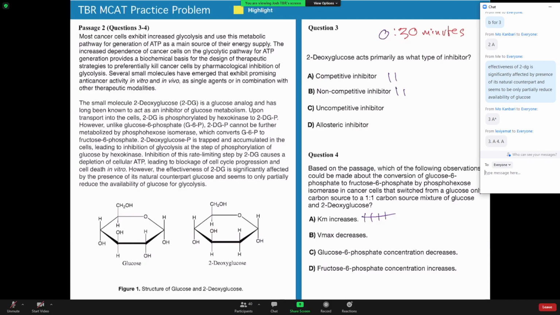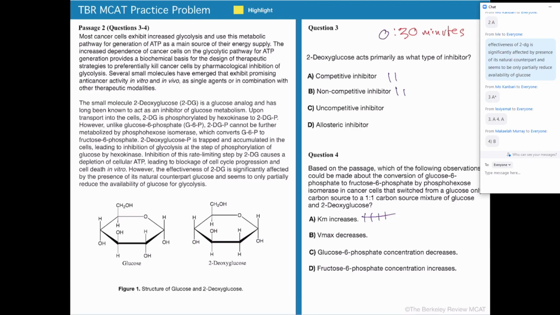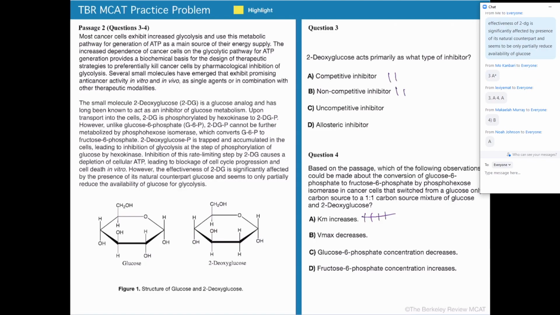Let's go over this stuff. Okay, so the first question, right? This is going to feel like the MCAT, guys. This is an MCAT passage. So lots of molecule names, lots of technical things getting thrown at us. Okay, so we got a mix between competitive inhibitor and non-competitive inhibitor. So does anybody want to say why it's one or the other?